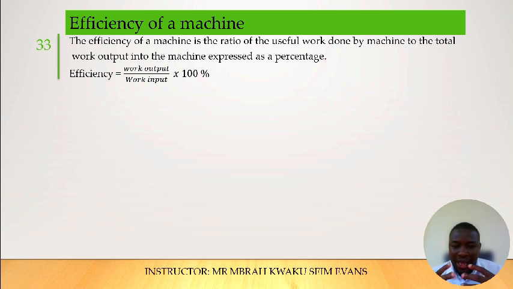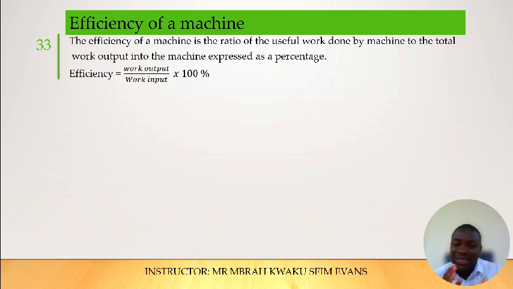You are inputting a certain amount of effort, and the machine is able to give you a certain output of work. So you are finding how efficient the machine is. And there is no machine on earth which is 100% efficient.